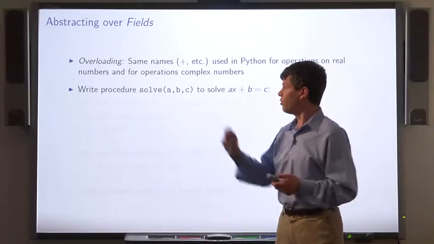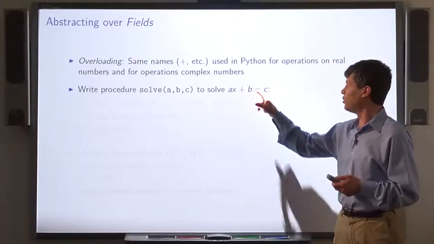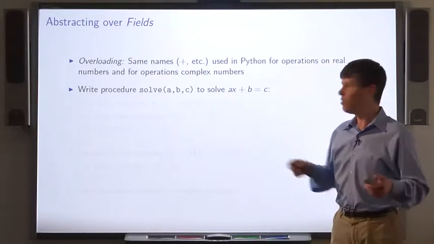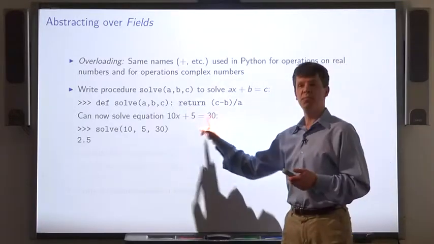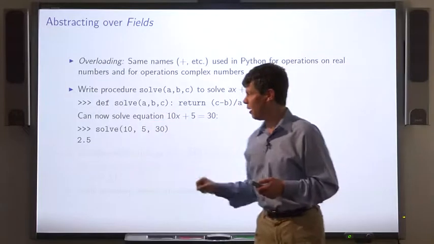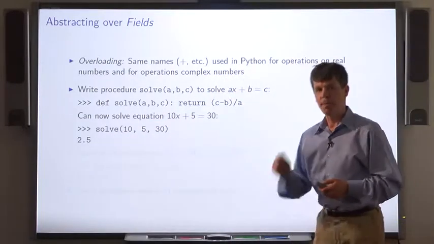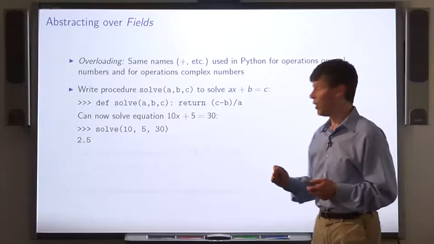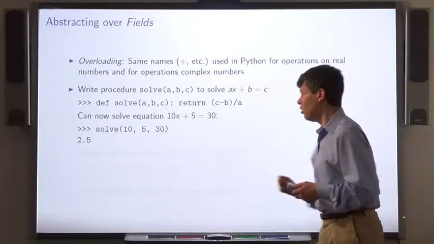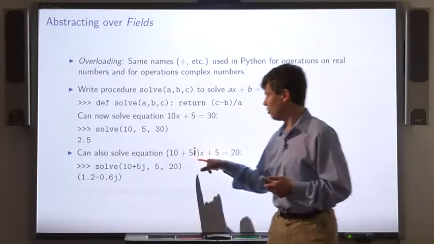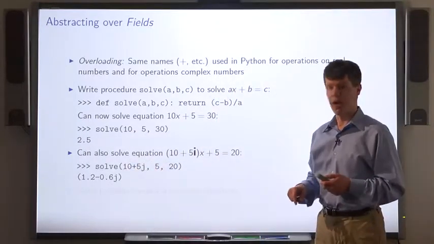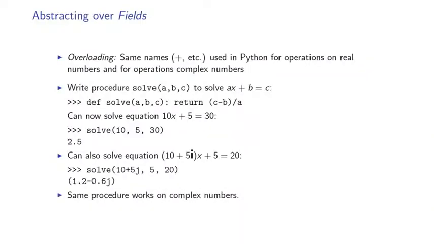Let's write a procedure, solve, to solve the equation ax plus b equals c. Well, this is straightforward in Python. And we can use this to solve an equation like 10x plus 5 equals 30, right? We plug in the numbers and we get the solution. But because of Python's use of overloading, we can use the same procedure to solve an equation that involves complex numbers. We just plug in the same complex numbers and we get the solution, also a complex number.